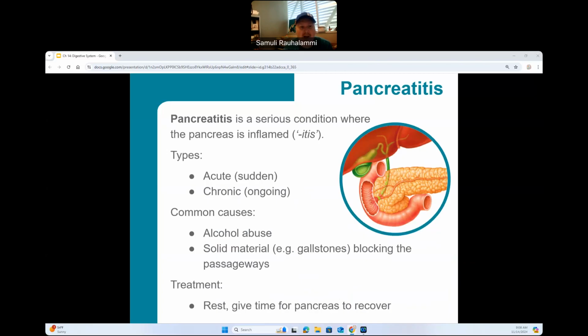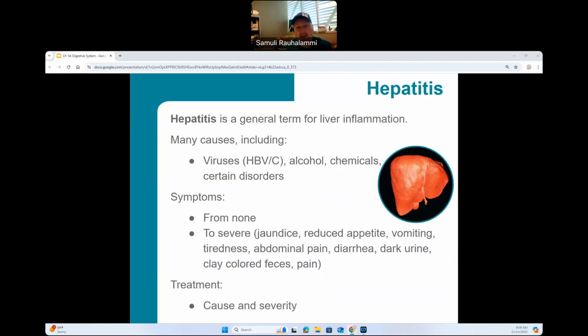So that was that one. Let's have a look next. Hepatitis. Similarly, hepatitis is a general term for liver inflammation. So again, we're seeing that term itis from medical terminology. This can be caused by many different reasons, including viruses, so hepatitis B or hepatitis C virus, for example. It can be caused by extensive alcohol use. It can be caused by certain chemicals, as well as some other disorders.